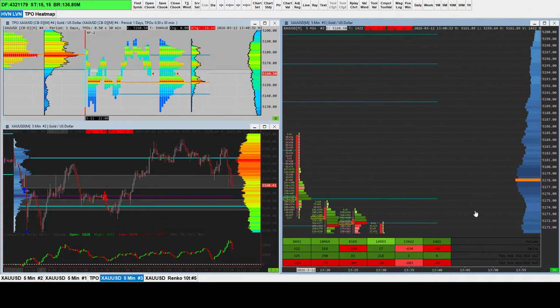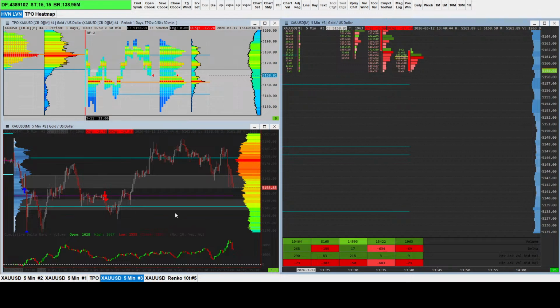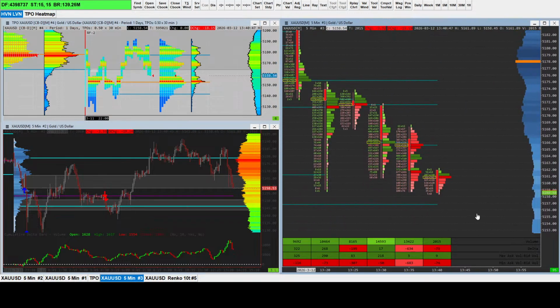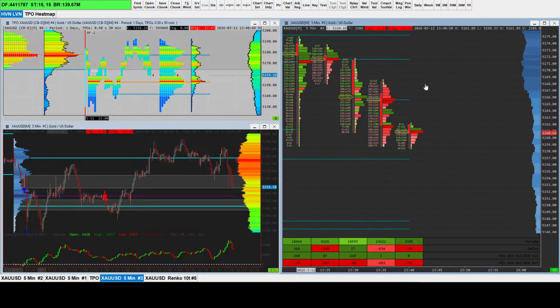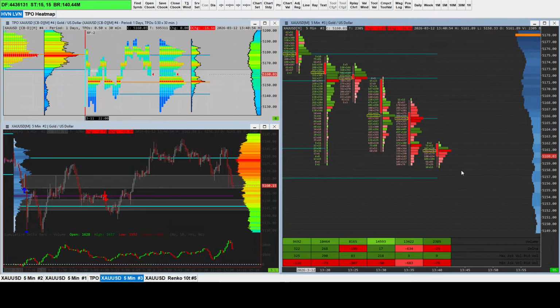If you look at the previous 5 days, like that is 5 days, right? 4 days. Let me do 5 days actually. There you go. So now it's the previous 5 days profile on the right. And there's a low volume node here. This. There you go.